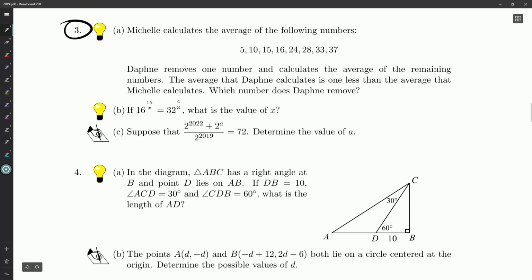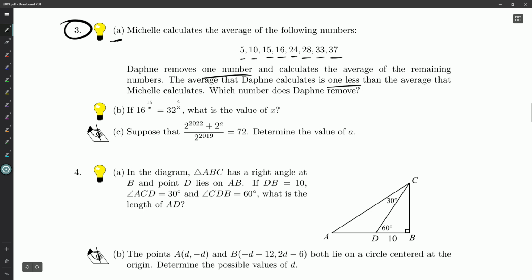So we've got two light bulbs and a written. Here we're doing part A. Michelle calculates the average of the following numbers: 5, 10, 15, 16, 24, 28, 33, 37. Daphne removes one number and calculates the average of the remaining numbers. The average that Daphne calculates is 1 less than the average that Michelle calculates. What number does Daphne remove?